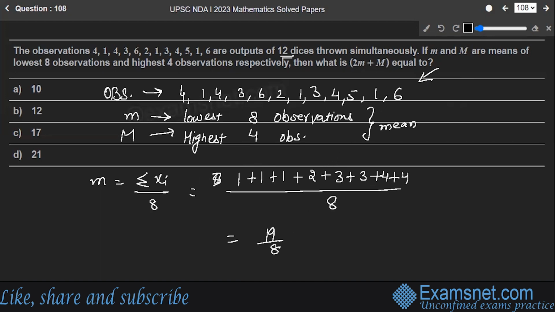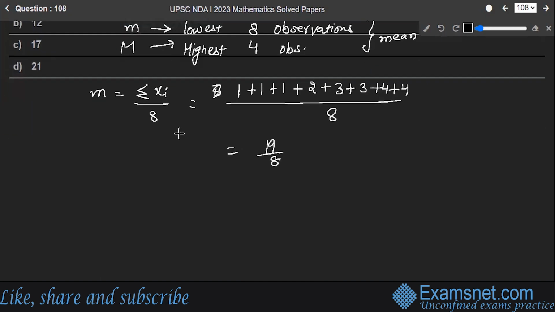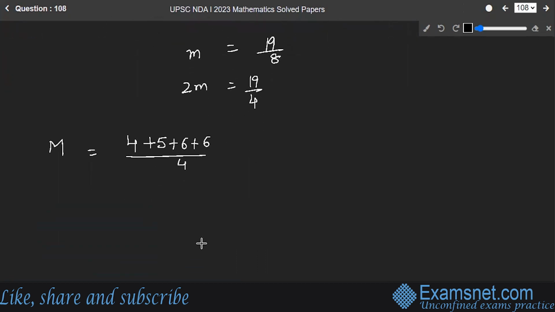All right. Now 2m is equal to 19 by 4. Now let's go for capital M. That is the highest 4 observations mean. Highest 4 observations are 4 plus 5 plus 6 plus 6 upon 4. That is equal to 21 by 4.